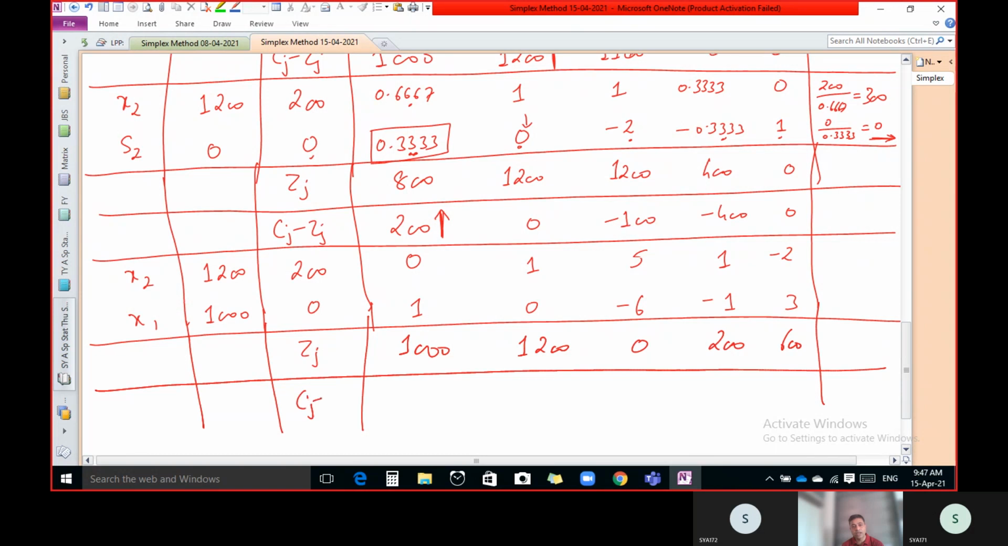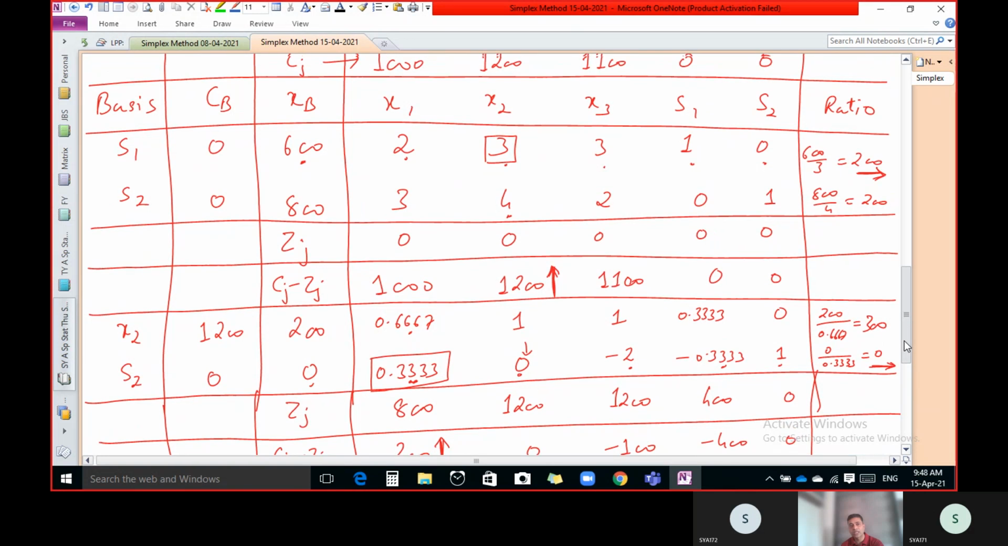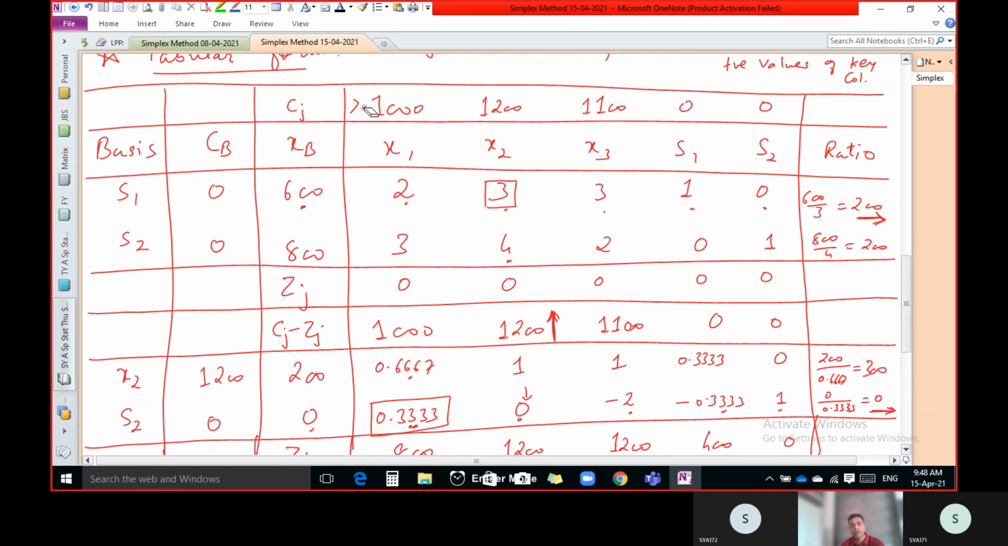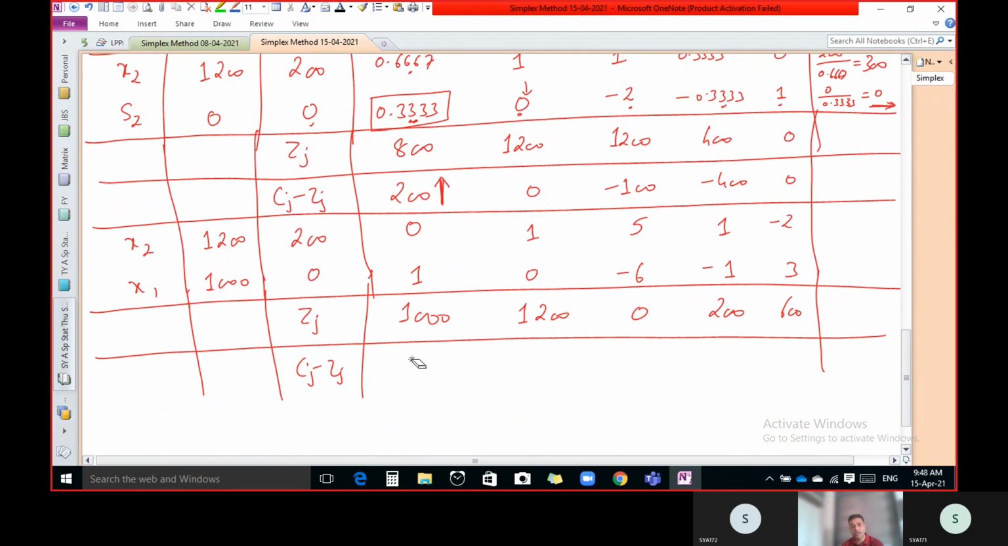And now Cj minus Zj. Now Cj, see the values of Cj, that is the first top row, 1000, 1200, 1100, 0, 0. So 1000 minus 1000, 0. 1200 minus 1200, 0. 1100 minus 0, that is what, 1100. Then 0 minus 200 is minus 200, and 0 minus 600, minus 600. Still this is positive, so we have to consider this as the key column. So x3 will enter into the basis, and these are the elements of the key column.